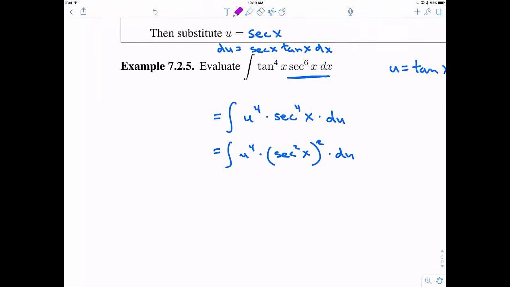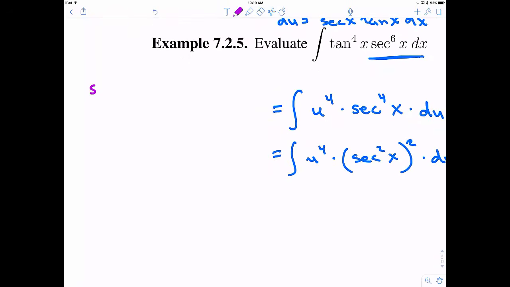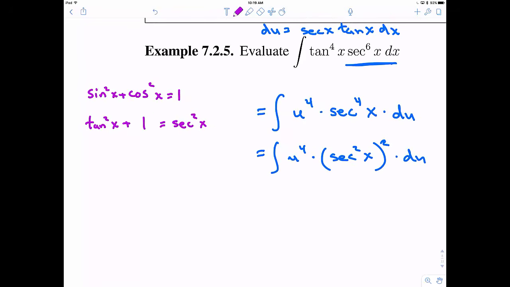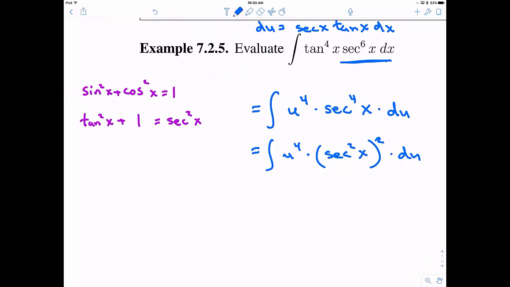Let's pause really quick. Let's say we don't remember the formula. Let's do a quick way to recall it. If you just remember sine squared of x plus cosine squared x equals 1, then we can divide through by cosine squared. Sine squared divided by cosine squared is tangent squared. Cosine squared divided by cosine squared is just 1. And 1 divided by cosine squared is secant squared. So this is the quick, easy way to remember that secant squared of x is equal to tangent squared of x plus 1.